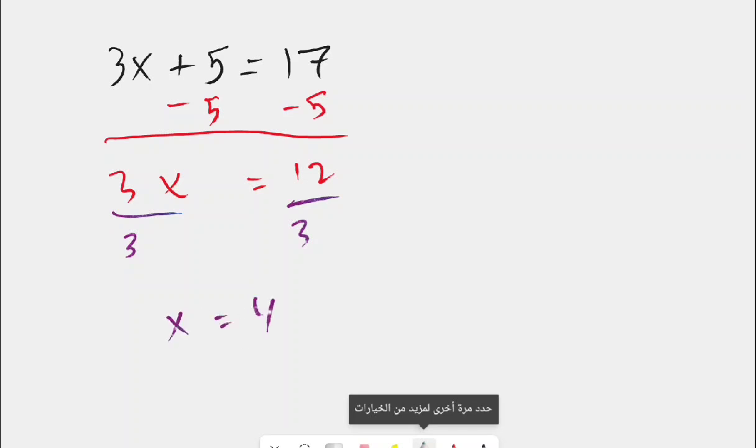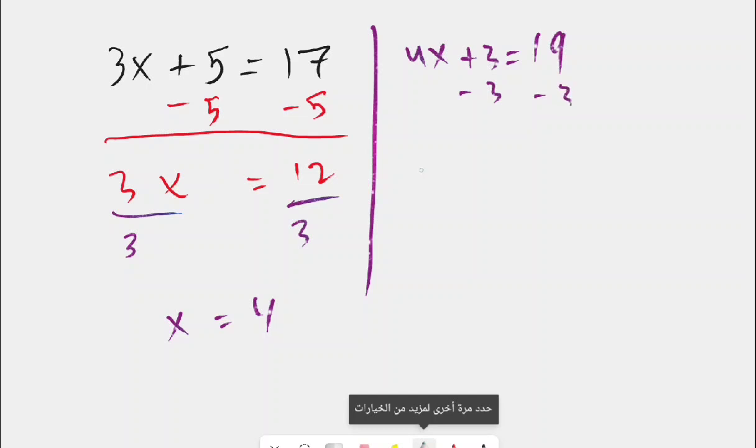Here's another example that you could try. 4x plus 3 is equal to 19. So based on the last example, take a moment and work on this problem. Feel free to pause the video. Now, just like before, we're going to start with subtraction. Let's subtract both sides by 3, just to get rid of the 3 on the left side.